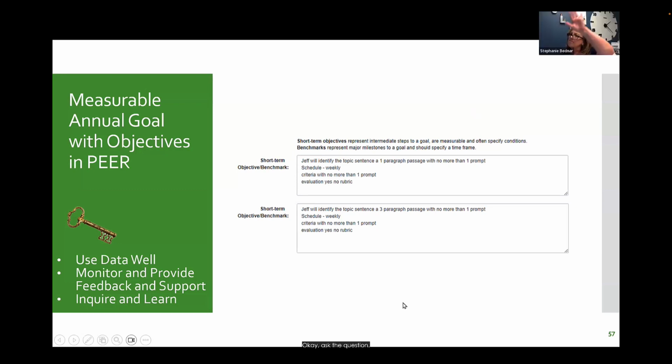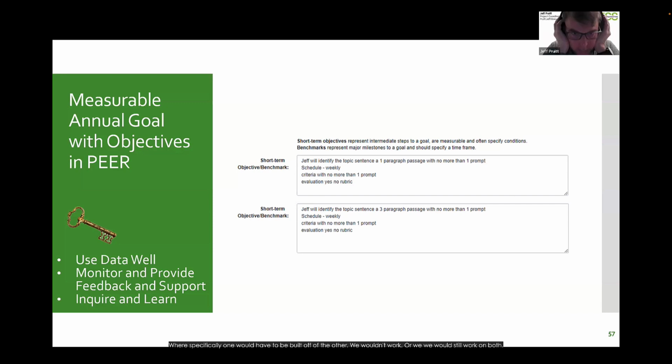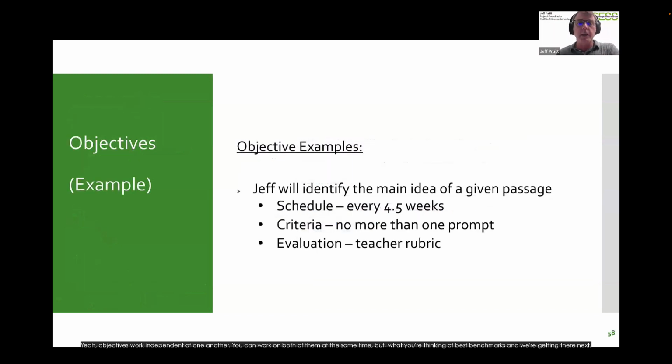Can I ask a question? She is correct. Yes. So if we were working on more of a developmental hierarchy kind of short-term objective, where specifically one would have to be built off of the other, we wouldn't work, or we would still work on both. Yeah, objectives work independent of one another. You can work on both of them at the same time, but what you're thinking of as benchmarks, we're getting there next.